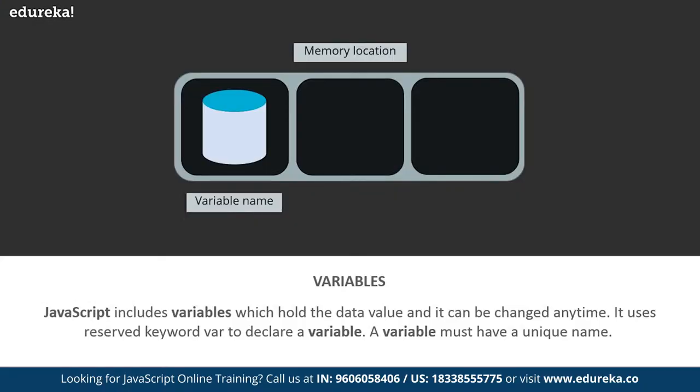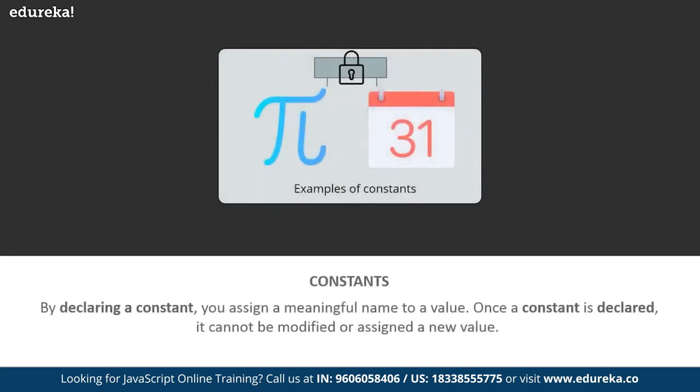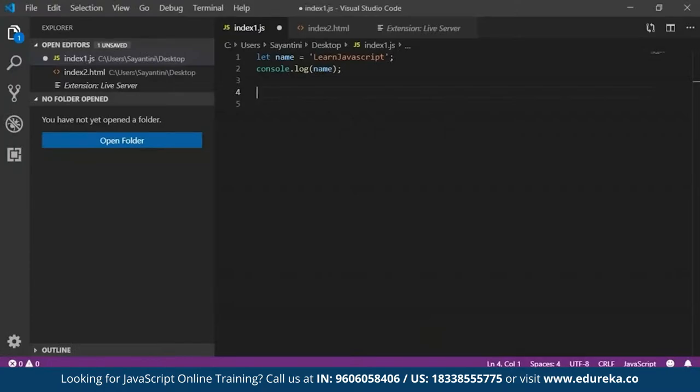So now this was all about variables. Now let's move on and take a look at constants. By declaring a constant, you basically assign a meaningful name to a value. Once a constant is declared, it cannot be modified or assigned any other value. So now let's see how we can define a constant in JavaScript.